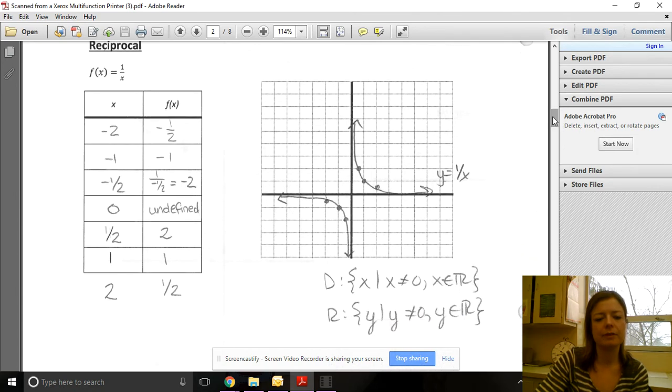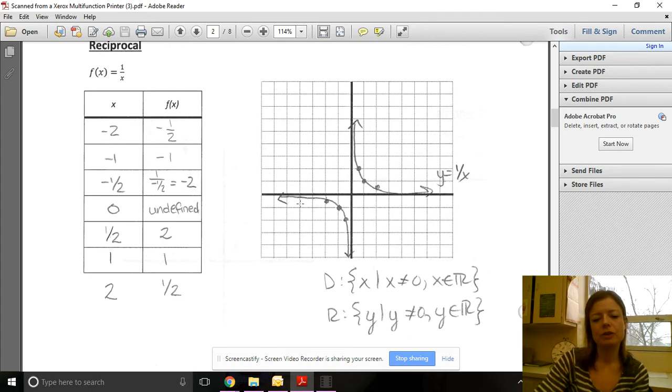Okay, for the reciprocal function, I actually added 1 row here. So again, here I put in very different numbers. I did start with negatives because you can put negatives into 1 over x. You can have negative fractions, that's fine. But notice I chose -2, -1, and -1/2, 0, and then 1/2, 1, 2. So why did I do that?